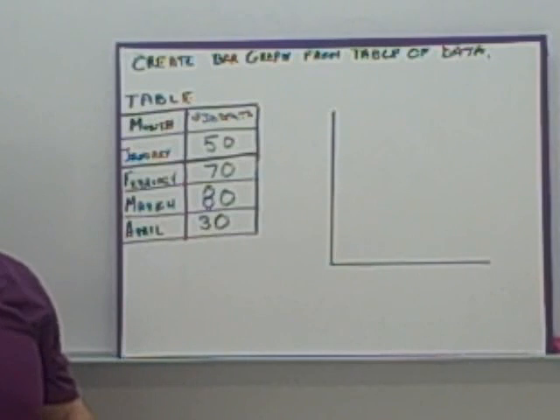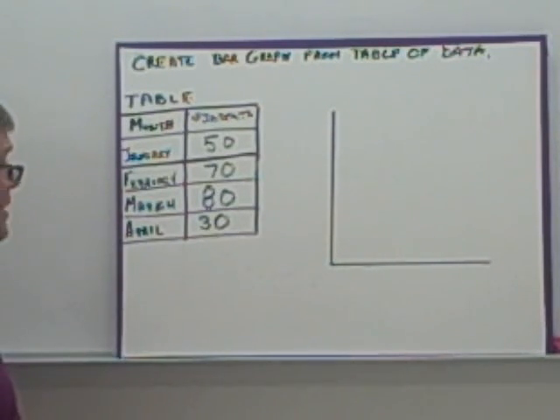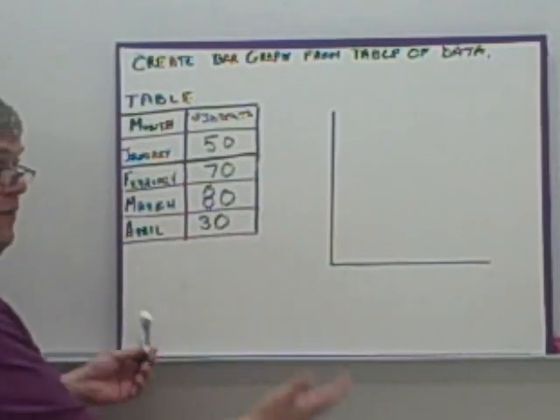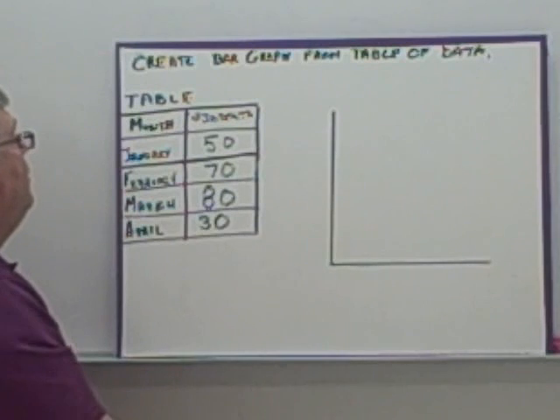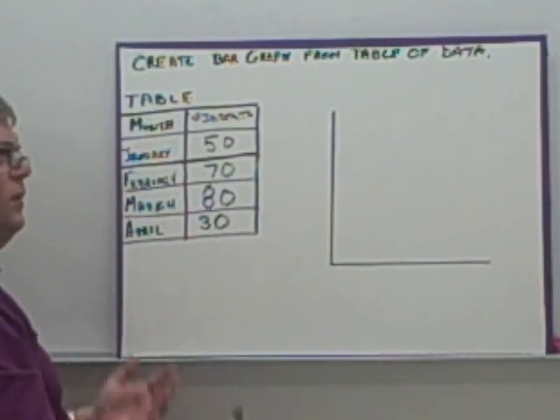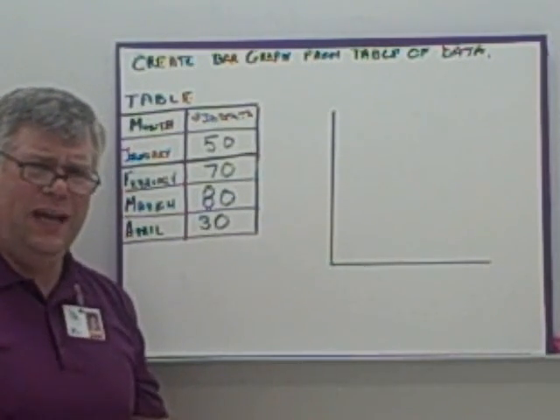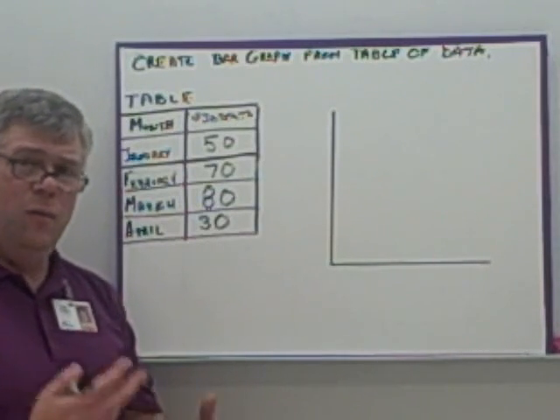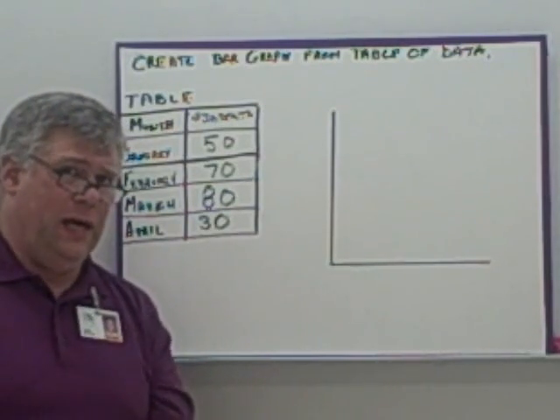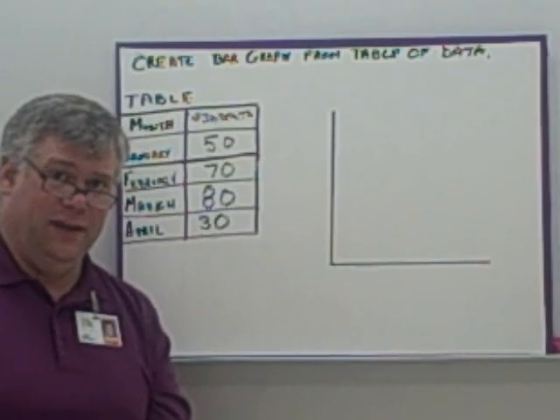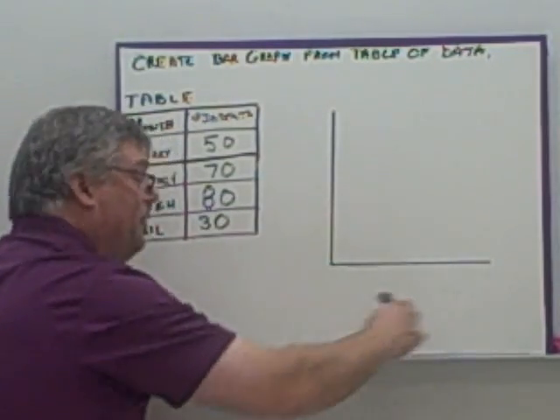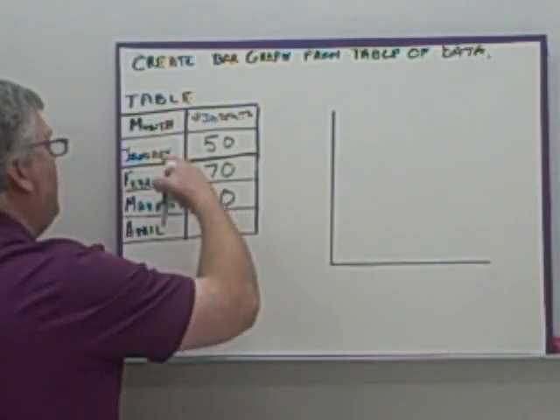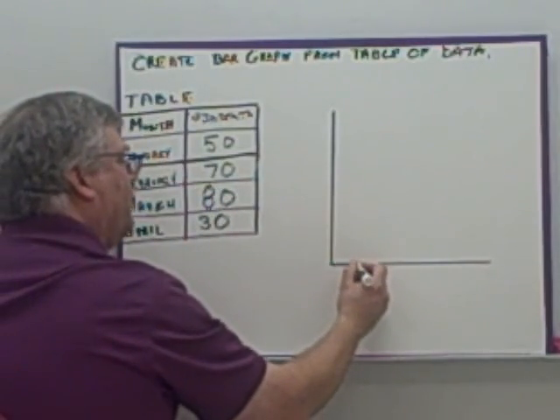Okay, we're going to create a bar graph from a table of data. To be able to do that, you first have to have the table of data and a graph to work with. In this case, first, how do I know which one's which? Which one's x, which one's y? Well, which comes first alphabetically, x or y? X does. So the first column is going to be our x values. So we know that January, February, March, April, those are our x values.